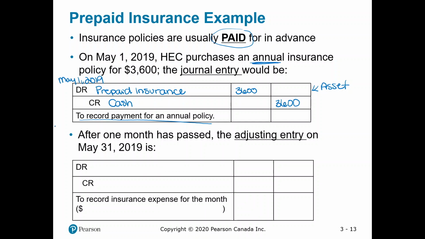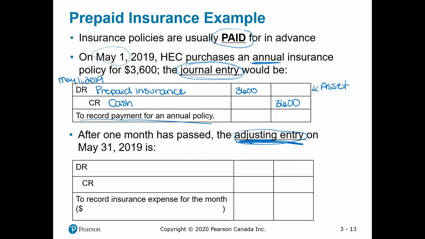Now the second part here says after 1 month has passed, what is the adjusting entry at May 31st? Our adjusting entries are always at the end of the accounting period. Journal entries up here happen throughout that period as the transaction happens. So this was actually paid on May 1st, so that's when we recorded it. If it was paid on the 15th, we would have a journal entry on that date. Adjusting entries are always that month end or period end entry needed to update the balances.